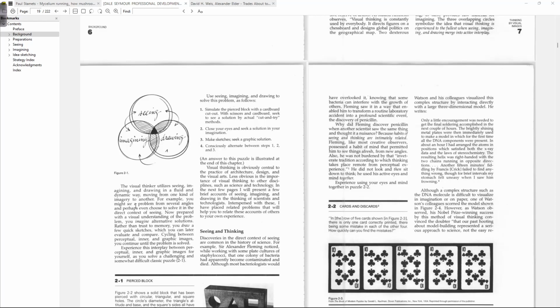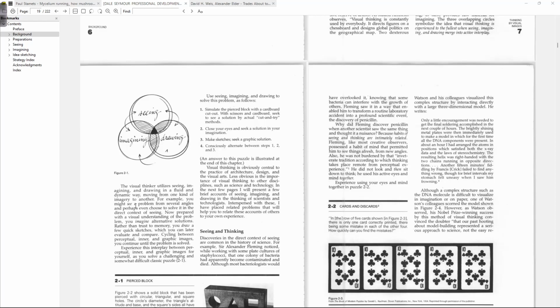Use seeing, imagining, and drawing to solve this problem as follows. Simulate the pierced block with cardboard. Cut it with scissors. Seek to see a solution by actual cut-and-try methods. Close your eyes and seek a solution in your imagination. Make sketches. Seek a graphic solution. Consciously alternate between steps 1, 2, and 3. An answer to this puzzle is illustrated at the end of this chapter.